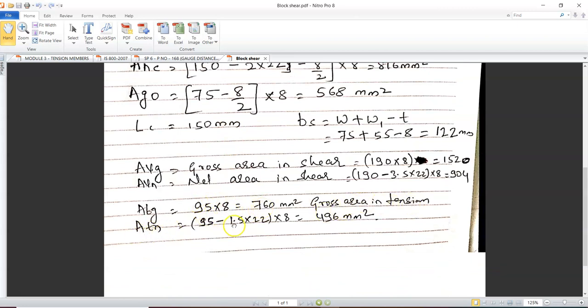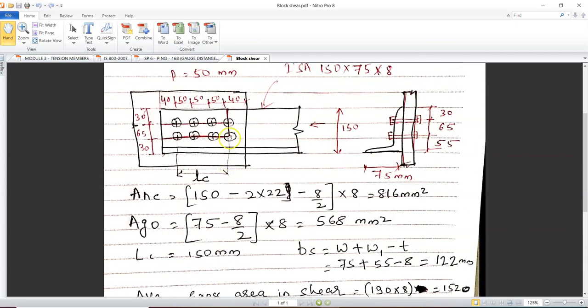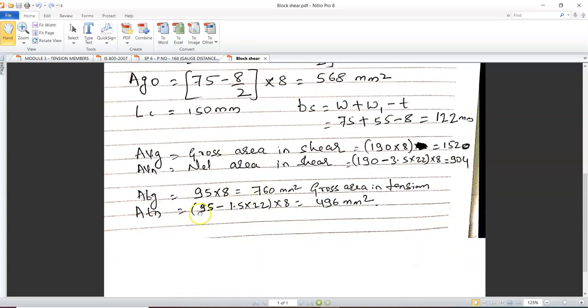Now coming to the net area in tension. From here to here, the net area will be obtained by deducting the number of bolt holes, that is 1 bolt hole and half of 1, that is 1.5 bolt holes. 95 minus 1.5 into 22, that is the deduction of the bolt holes to calculate net area, whole bracket into the thickness of the angle, which is 496. Now AVG, AVN, ATG, ATN are known to us.